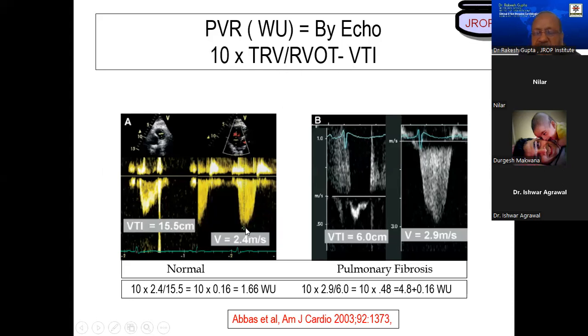Look, we get a TR velocity anyway. We are getting a TR velocity for calculating pulmonary artery hypertension. So 2.4 is the tricuspid regurgitation velocity. Then we look at the RVOT VTI, where we calculate acceleration time. Then what do we do? We trace that RVOT VTI. And then the formula is 10 times tricuspid velocity in meters per second divided by RVOT VTI in centimeters. And that gives you a value of Wood's units in this subset of populations.